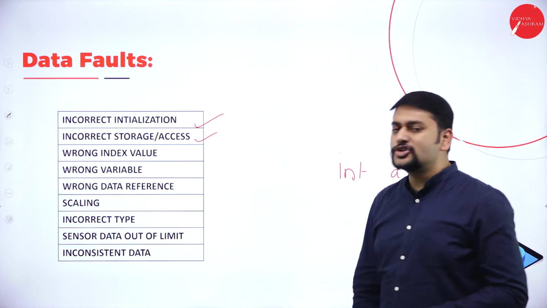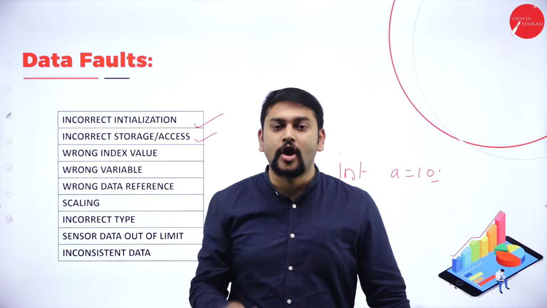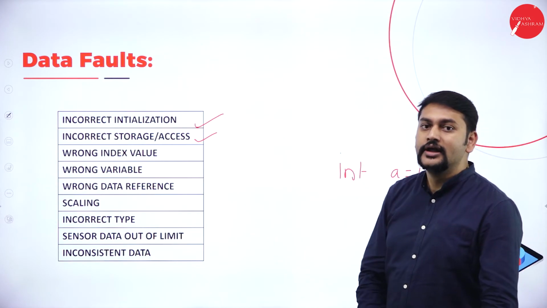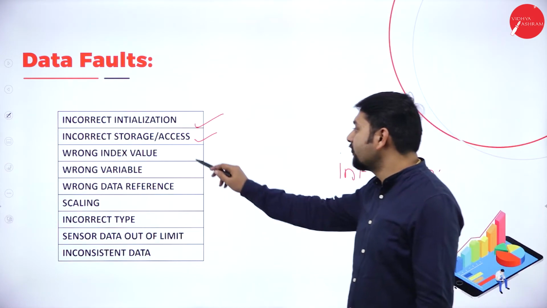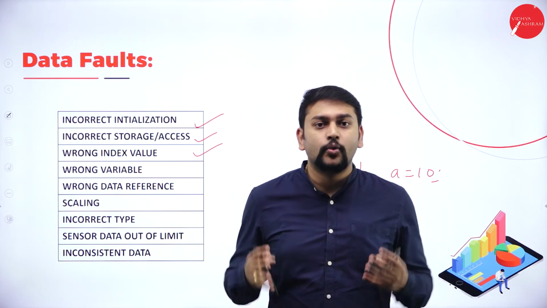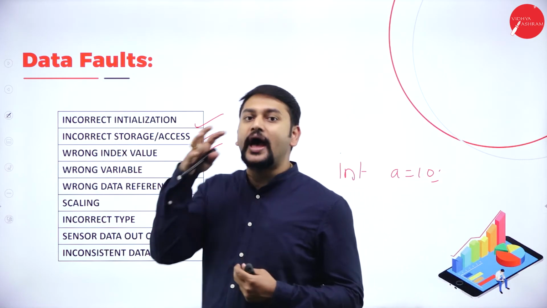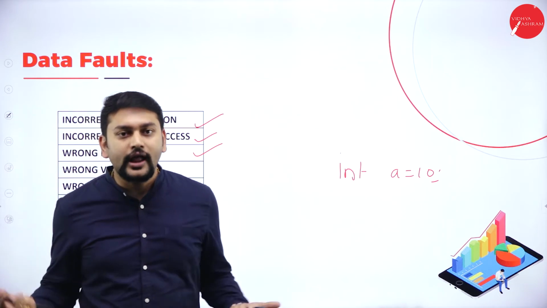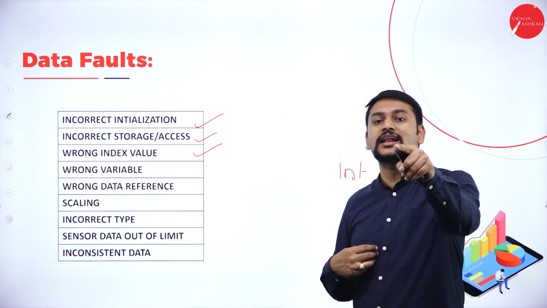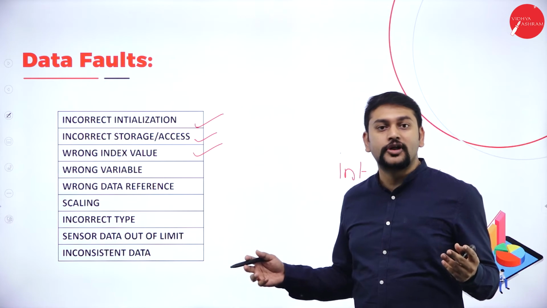So fine. Incorrect storage or access. Whenever you are storing the data, you are not storing it properly or you're not accessing it properly. That could be one of the problems with respect to data faults. And the next one that I have is wrong index value. Why do I need the index value here? When I have stored the data in some place, I obviously need the index to access the data. If I don't have the index value, then it will be very difficult for me to identify where exactly I have stored my data. That is very important that all of you should understand.